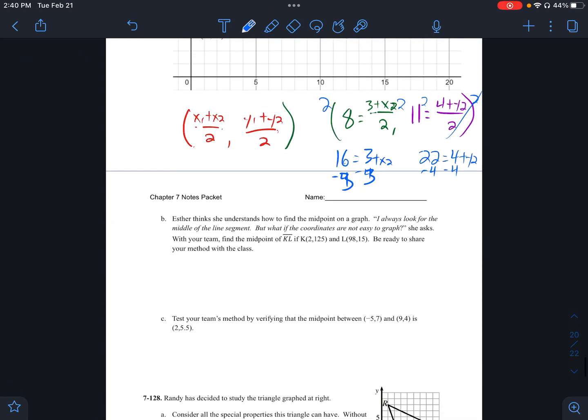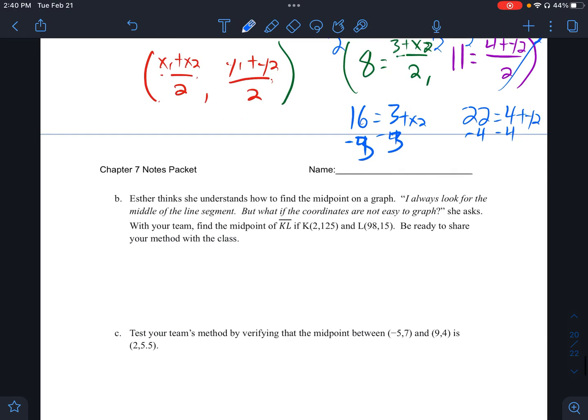Okay? Esther thinks she understands how to find the midpoint on a graph. I always look for the middle of the line segment, but what if the coordinates are not easy to graph? She says with her team, find the midpoint of KL. If K and L are this, be sure to share your method.